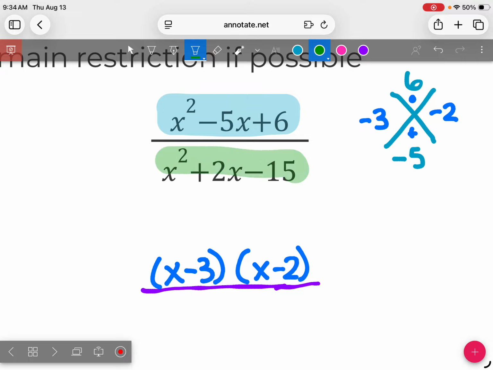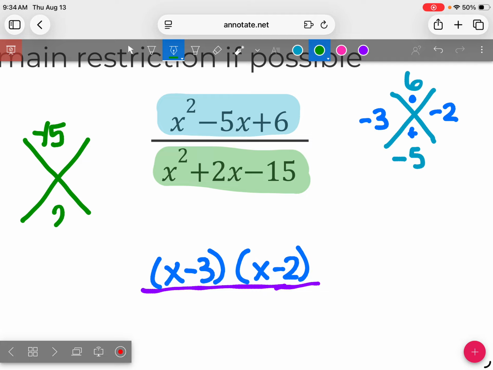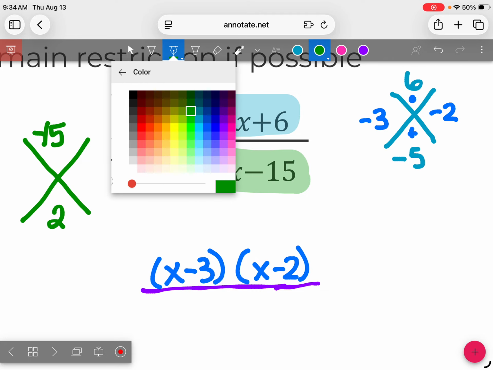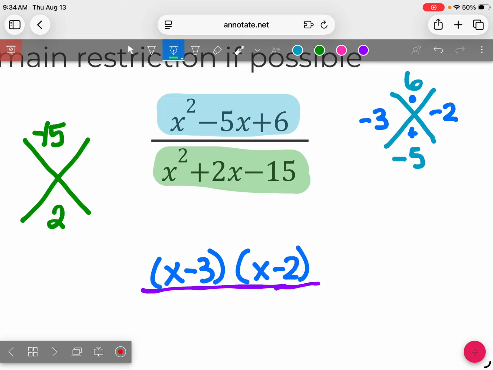Then I'm going to do the same thing with the denominator. We need a pair of numbers that's going to multiply to make negative 15 and add to make positive 2. 5 and negative 3. Does that show up? It's a little light.